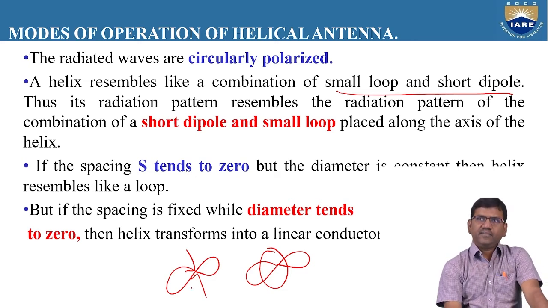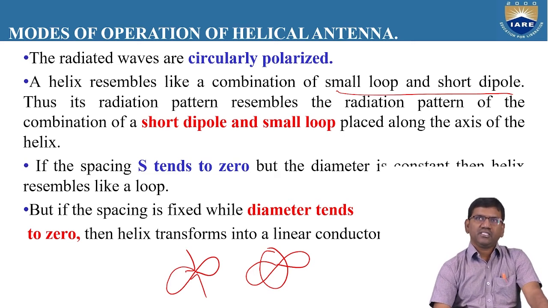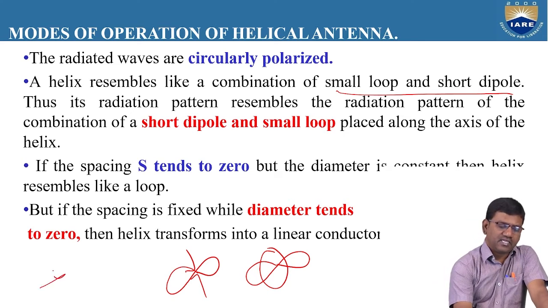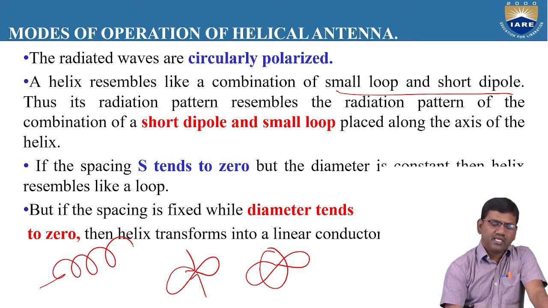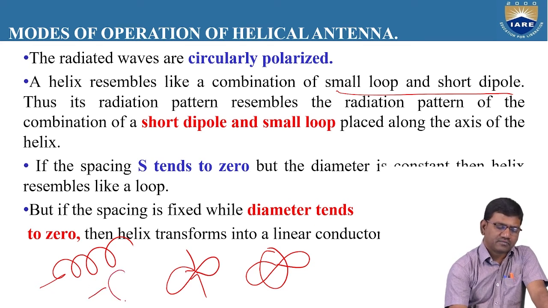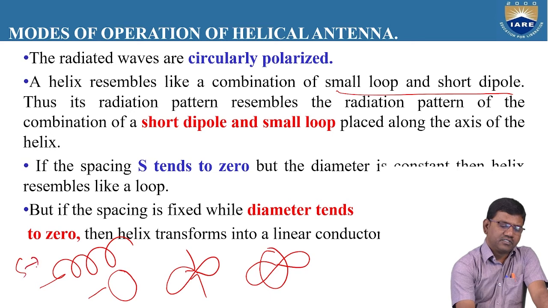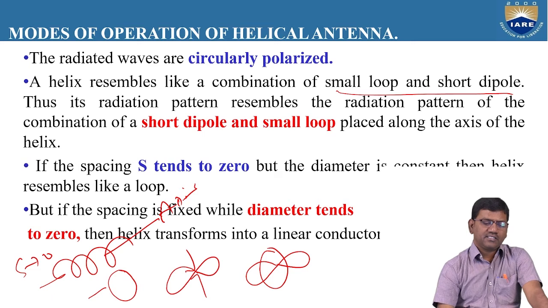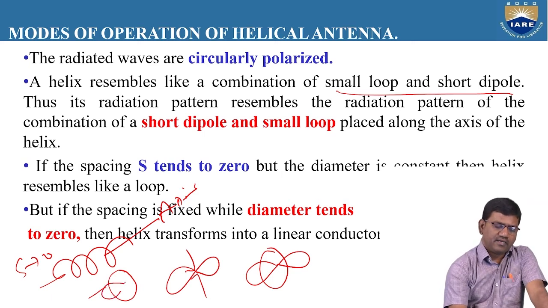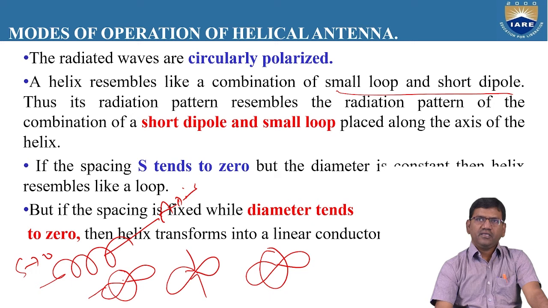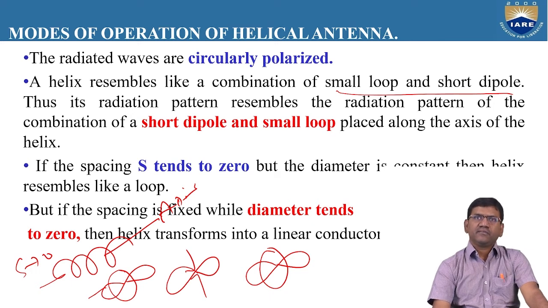So these radiation patterns, which are similar to the small loop and a short dipole, are possible only in the normal mode. In the normal mode, a helical antenna acts like a combination of a short dipole and a small loop placed along the axis of the helix. If this is the axis of the helix, in normal mode, this will be compressed to a single loop when S tends to 0, and this is the axis. So for this, the radiation pattern will be bidirectional, right? So the radiation pattern will be bidirectional.